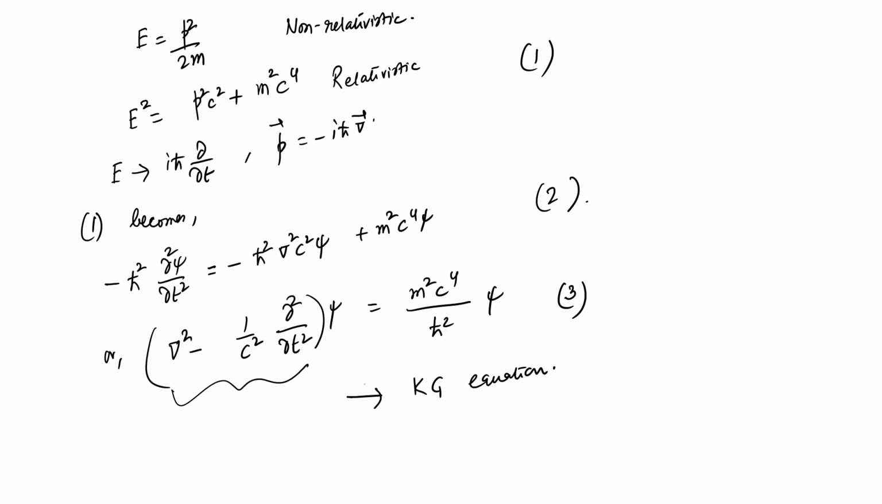And so, what is the difficulty with this equation? The difficulty comes when we try to write down the continuity equation, which is nothing but del dot j plus del rho del t is equal to 0. To remind you, j is the probability current density and rho is called the probability density. So, rho in non-relativistic physics is simply equal to mod psi squared, where psi is the wave function. Let us call this equation 4.